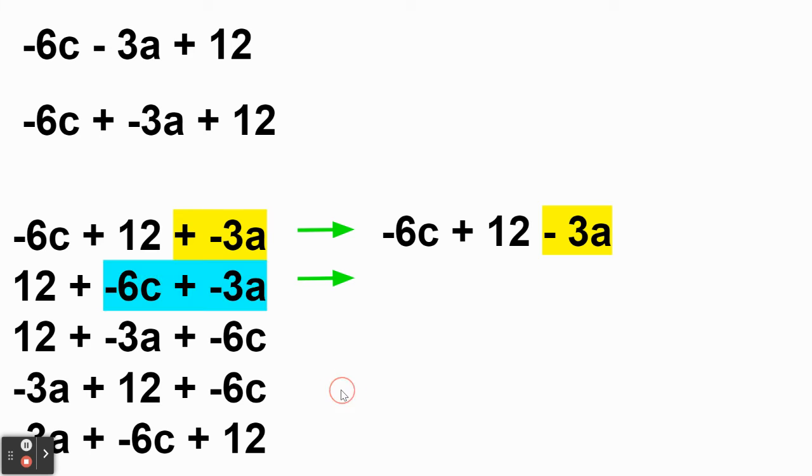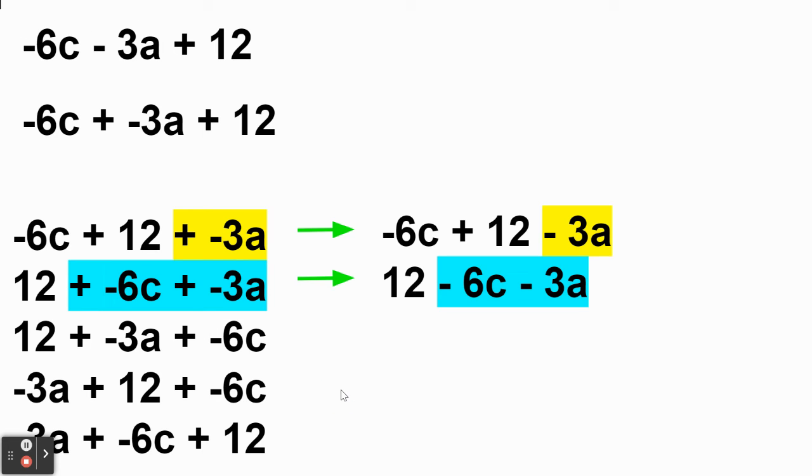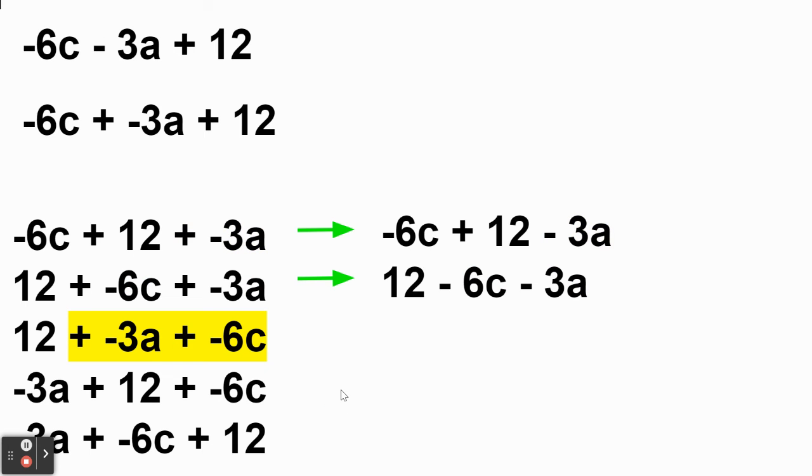Even the next one, right? Let's check this one out. We get negative 6c and negative 3a. Look, a couple of minuses. Boom. 12 minus 6c minus 3a. Every adding a negative is a subtraction, right? Now I have 12 plus negative 3a plus negative 6c. I can subtract them both, right? Keep the 12, minus 3a minus 6c. Adding a negative is subtracting.